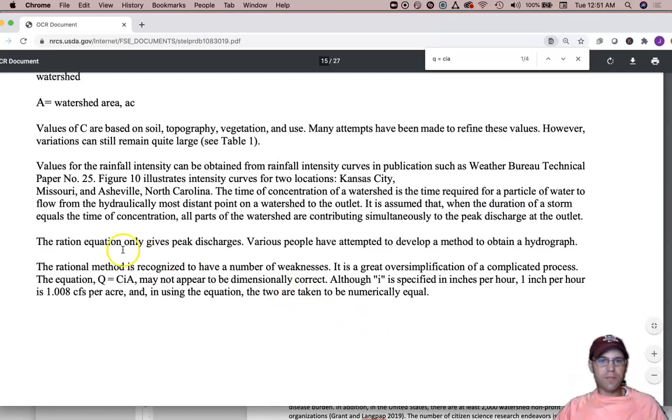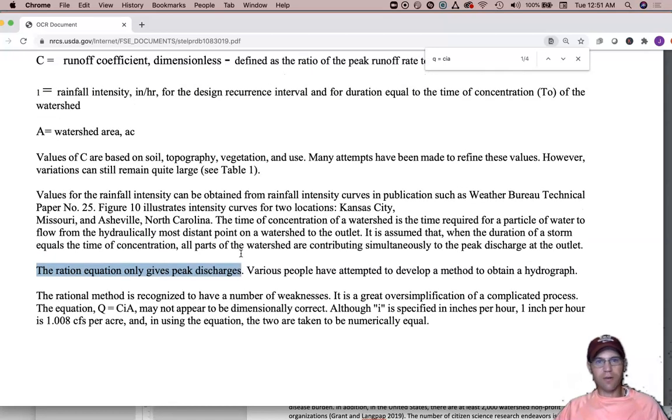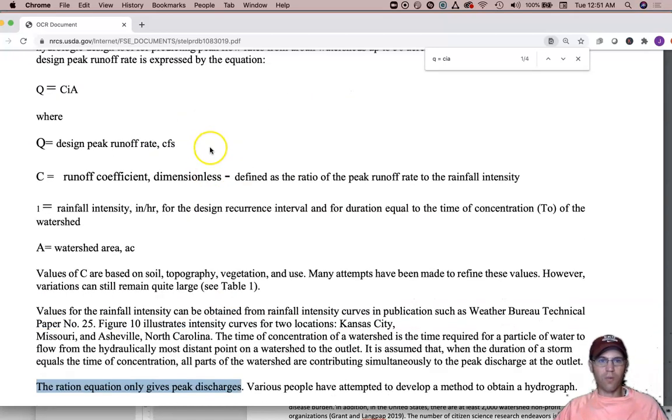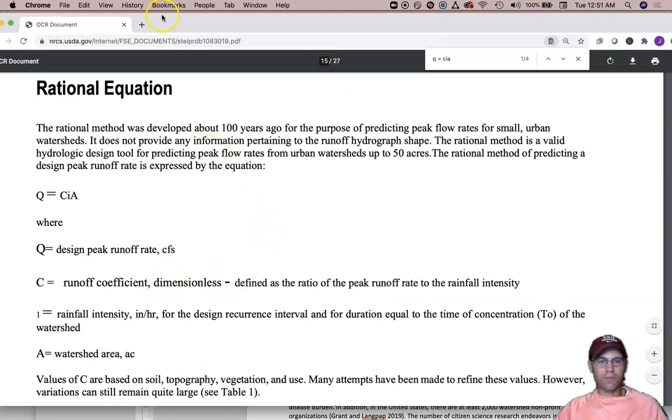So it's important to kind of know that element of the rational equation. It also only gives us peak discharges. So it only estimates like what the maximum amount is. So it's not something used for over a wide period of time. So good to know. So we're going to do some review questions really quick.